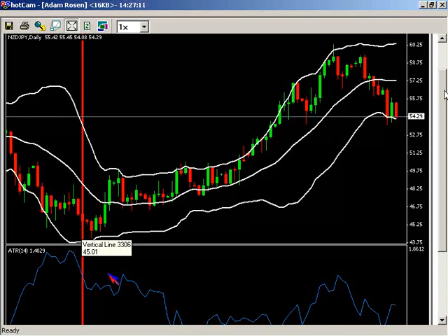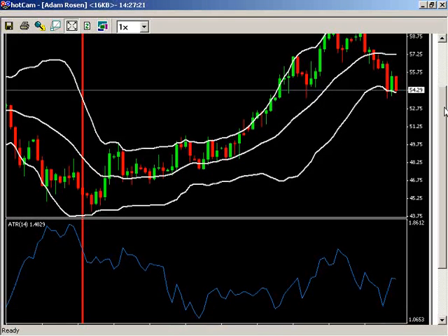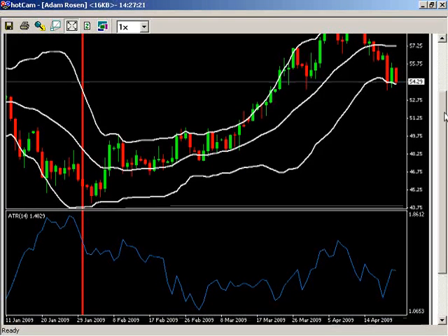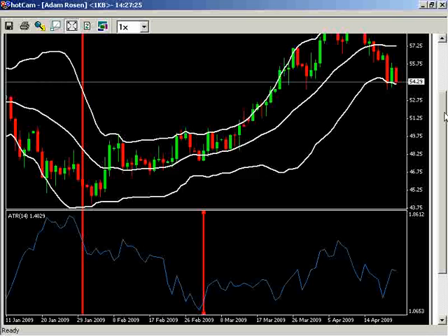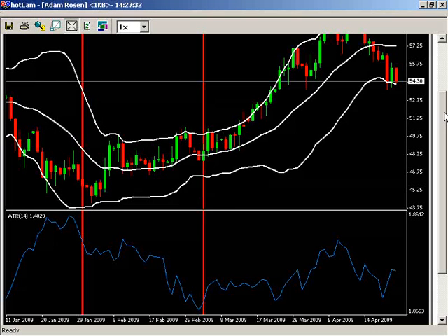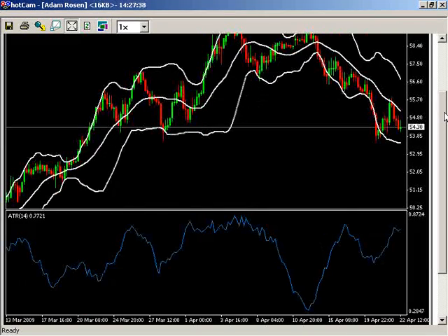Notice how the ATR continued to go down, down, down. Now, let's mark the bottom of the ATR, give ourselves a couple extra days. Whoops, I did it again. If you draw the line at the bottom, it only comes up at the bottom. If you draw the line at the top, it comes in both. So these two red lines mark off the low volatility periods.